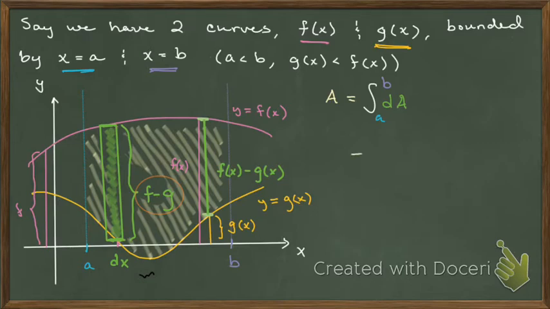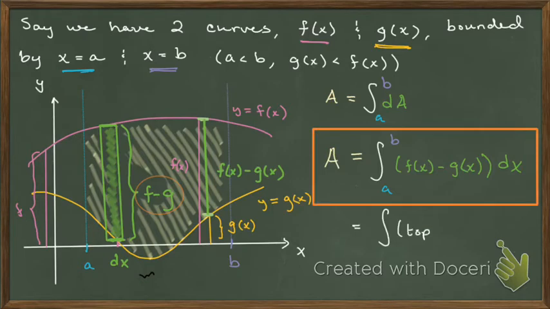Okay, so my area is the integral from a to b of f of x minus g of x dx. And again, I often think about this as the integral of the top function minus the bottom function. Okay. Let's apply this in some examples. I want you to see how things break apart. I'm going to do 2 or 3 examples here.